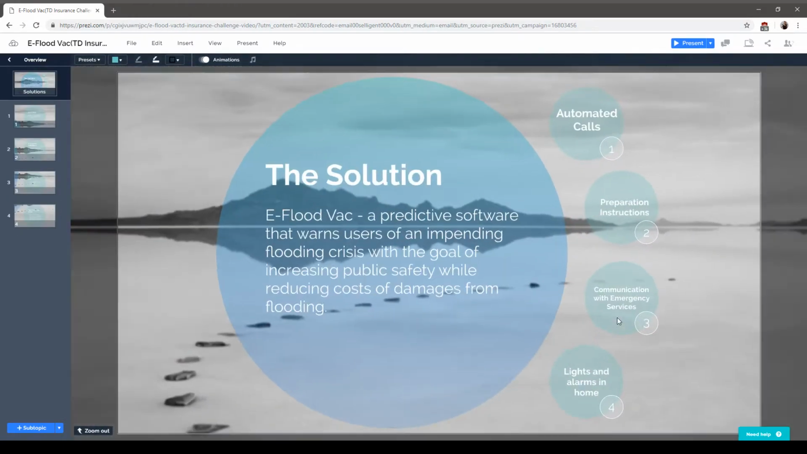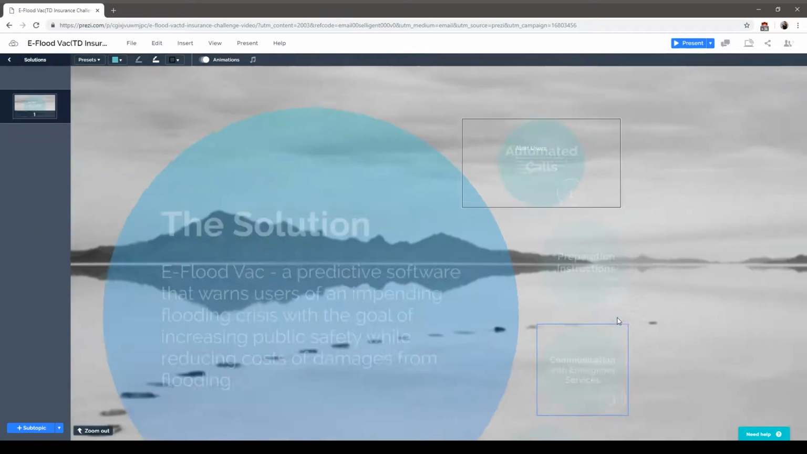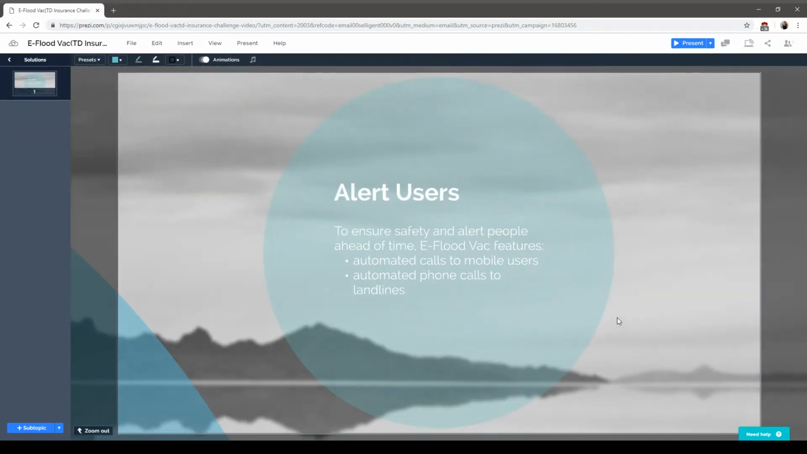Moving on to our solutions, E-Flood Vac is a predictive software that warns users of an impending flooding crisis, with the goal of increasing public safety and also reducing cost of damages. Automated calls alert users via mobile phones and also landlines.